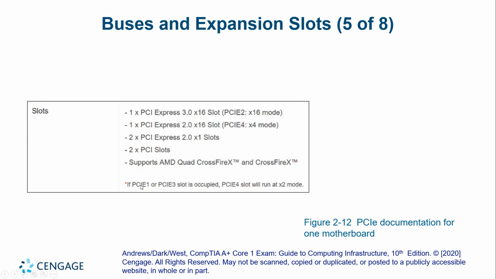So if PCIe 1 and 3 are occupied, then PCIe 4 will run at X2, because what that means is that PCIe 4 borrows some traces from the other 2 slots, and if these are being used by the cards in their own slots, then this slot will only run in X2 mode instead of X4.